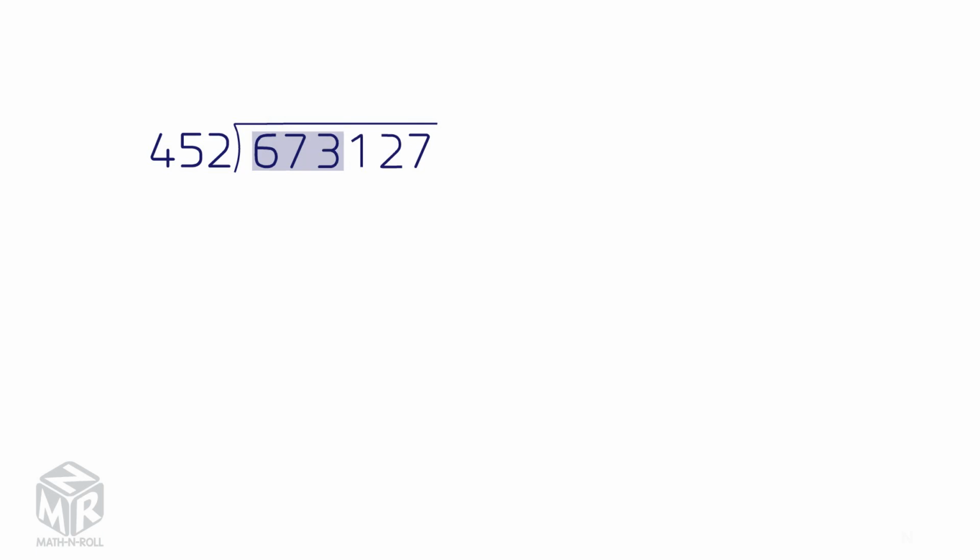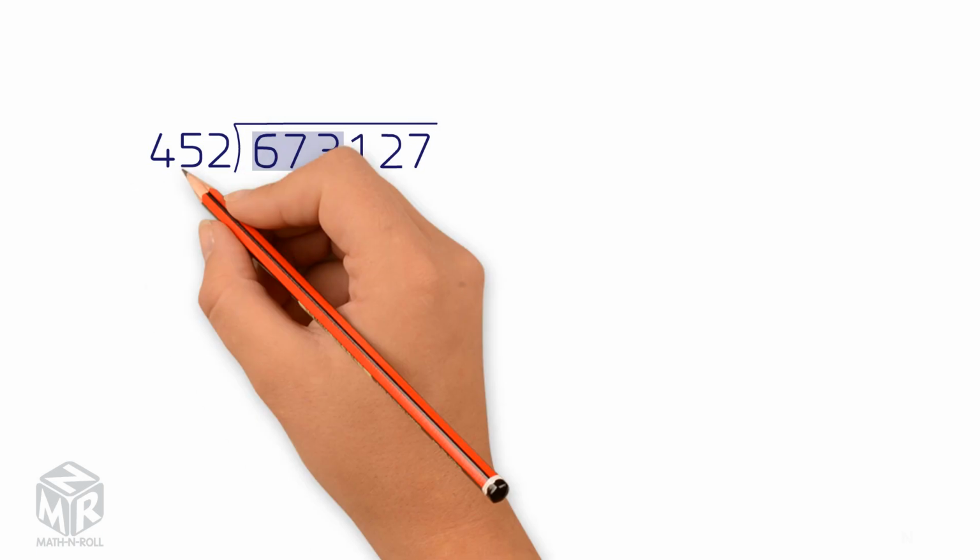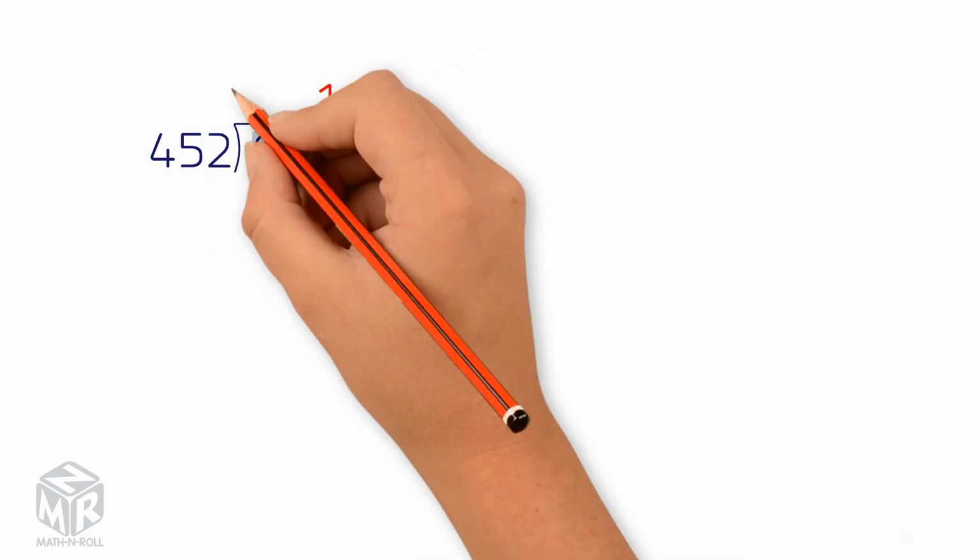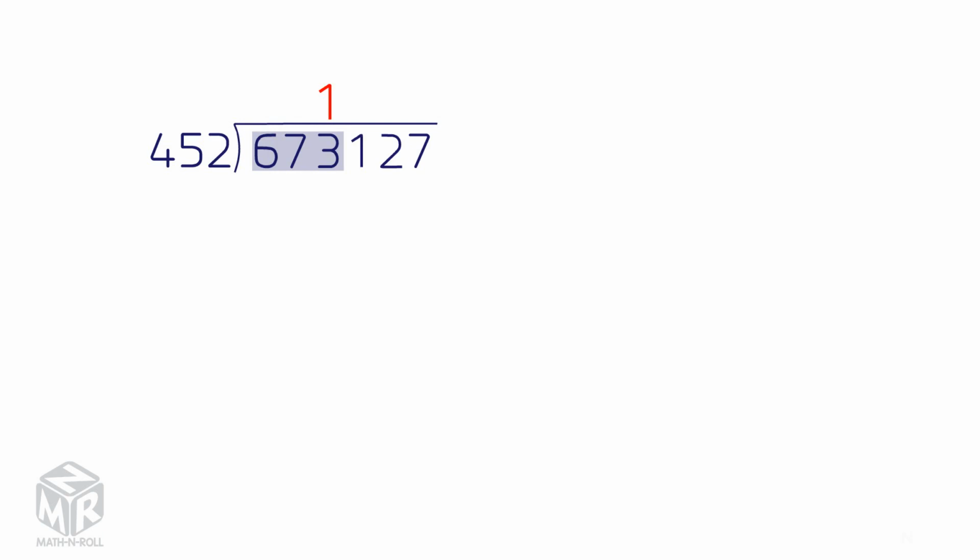Now we group together the 6, 7, and 3 and ask ourselves how many times 452 goes into 673. 452 goes into 673 one time. So we write a 1 above the 3. We multiply 452 times 1 and write the product right underneath 673. Now we subtract. We get 221.